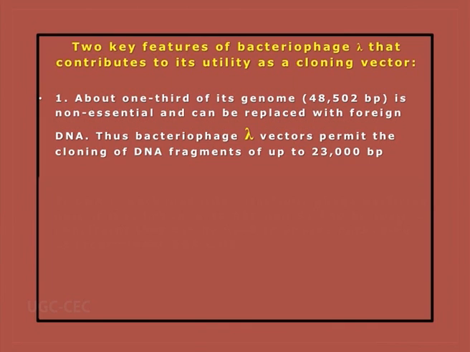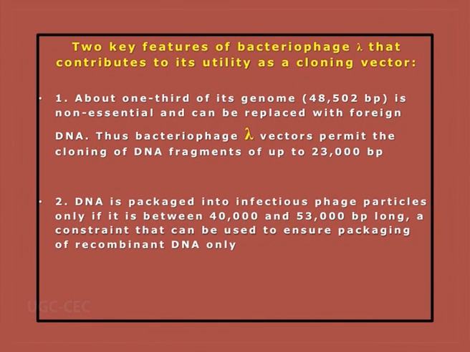So let's have a look at the key factors about lambda as a cloning vehicle. About one-third of its genome is non-essential and can be replaced with foreign DNA. Bacteriophage lambda then permits the cloning of almost 23 kb of DNA inside it. The DNA can be packaged by in vitro packaging, and the recombinant DNA can be easily introduced inside the bacterial cell by means of natural infection.